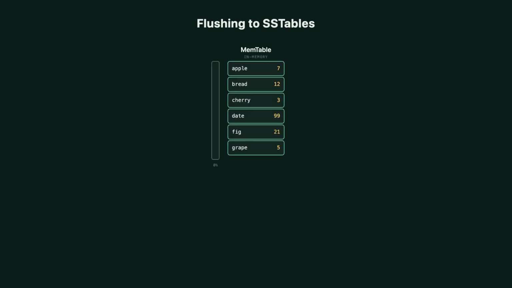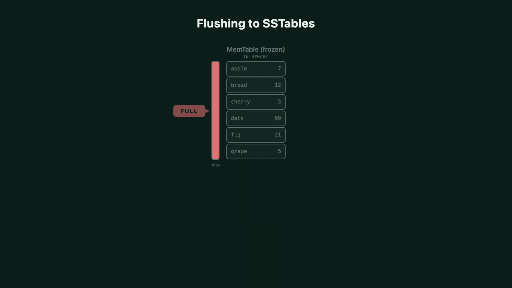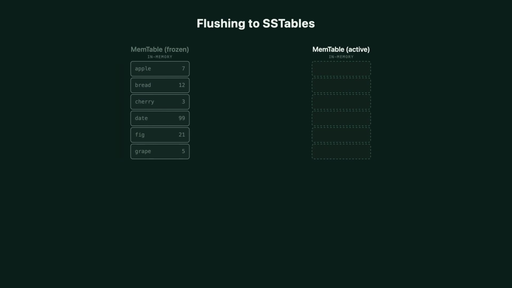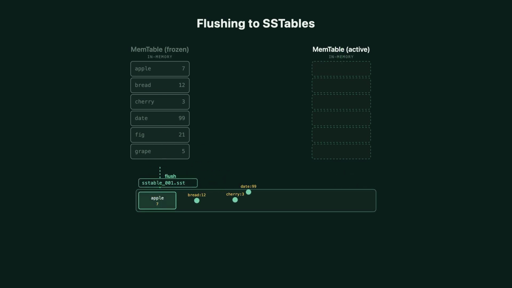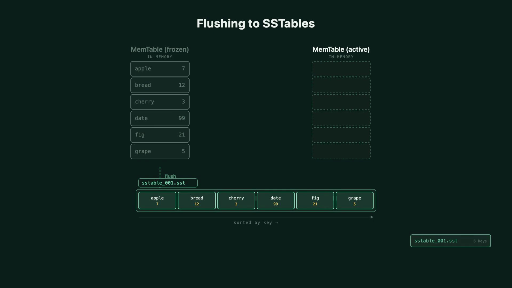The MemTable can't grow forever. Eventually it hits a size threshold, often a few megabytes. When it does, two things happen. The current MemTable is frozen, it stops accepting writes, and a brand new empty MemTable is swapped in to take over. Incoming writes never block. Then the frozen MemTable is flushed to disk. Because the keys are already sorted, the flush is one big sequential write.